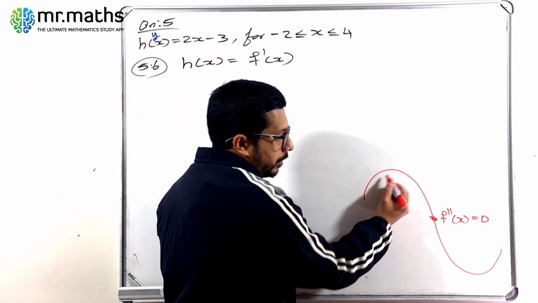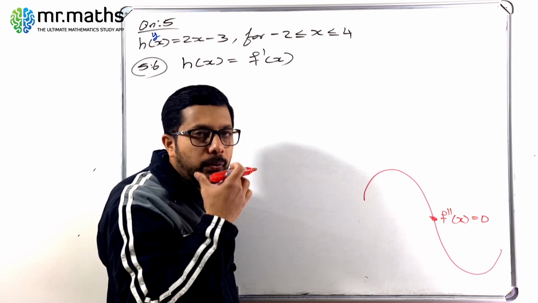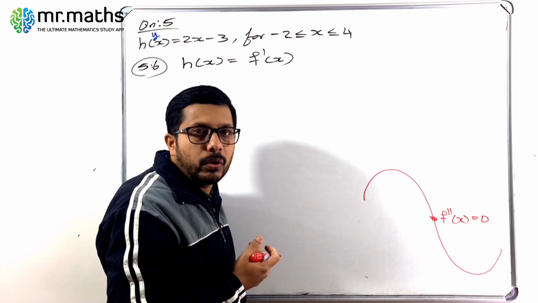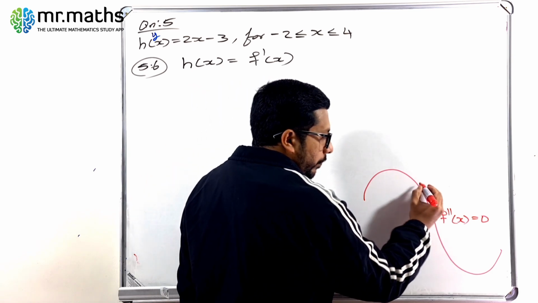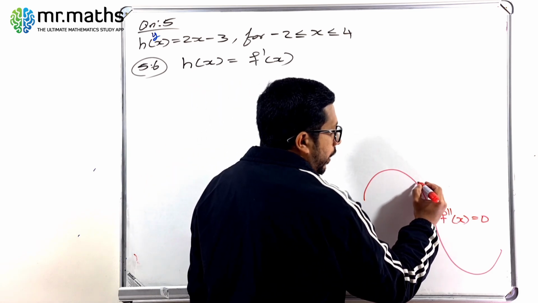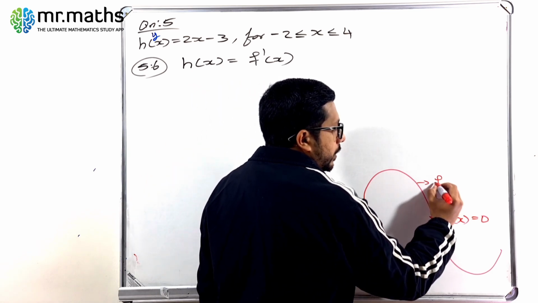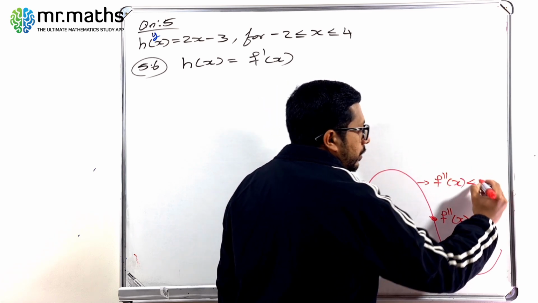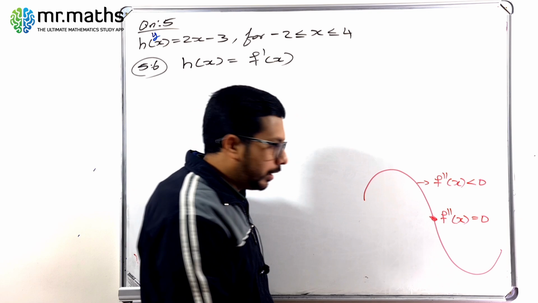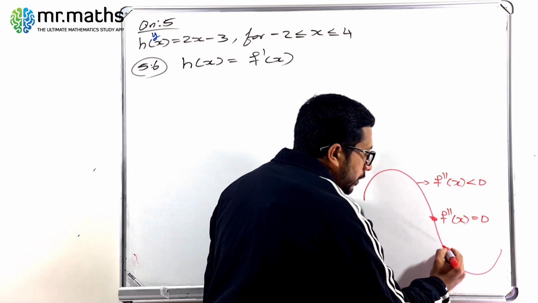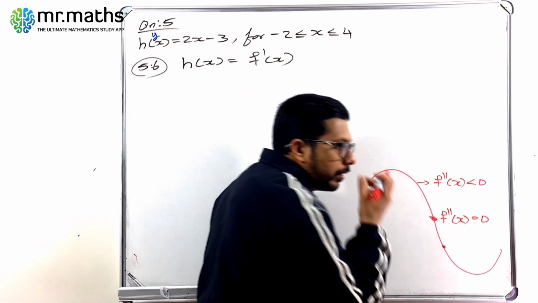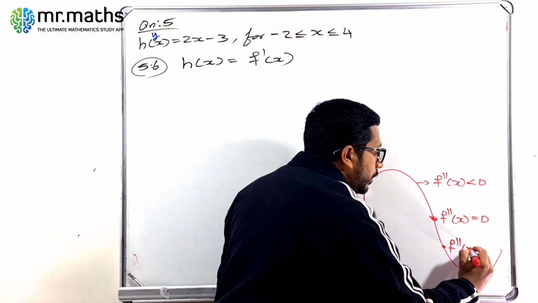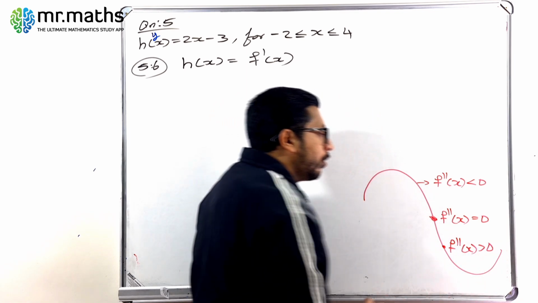What is this portion? This is concave down. You remember I told you, when the mustache is like this, it is concave down. So when it is concave down, what is the condition? Second derivative is less than 0, or negative. And when it is concave up, this is concave up. Mustache is like this, then what is the condition? Second derivative is greater than 0, or positive.